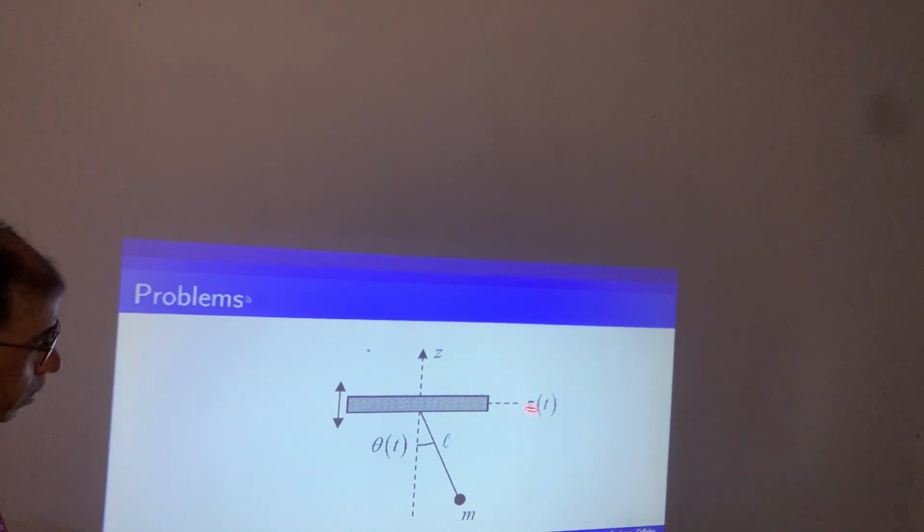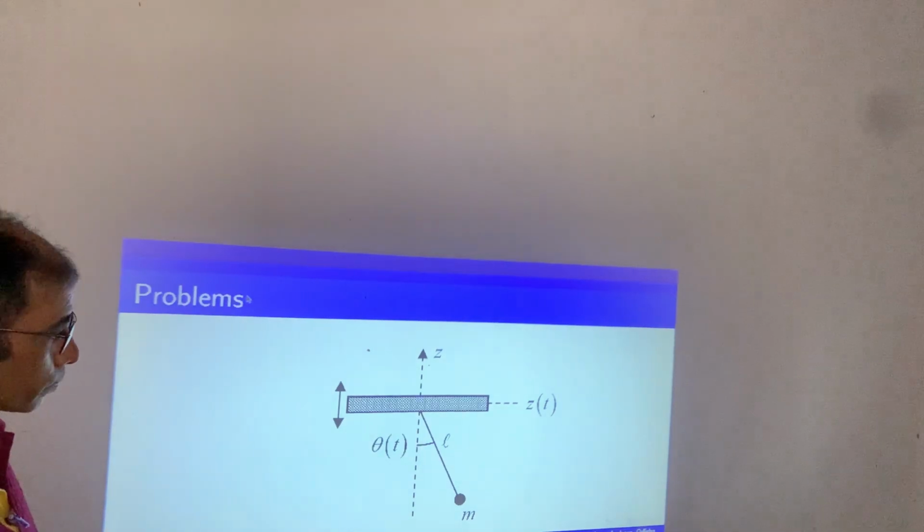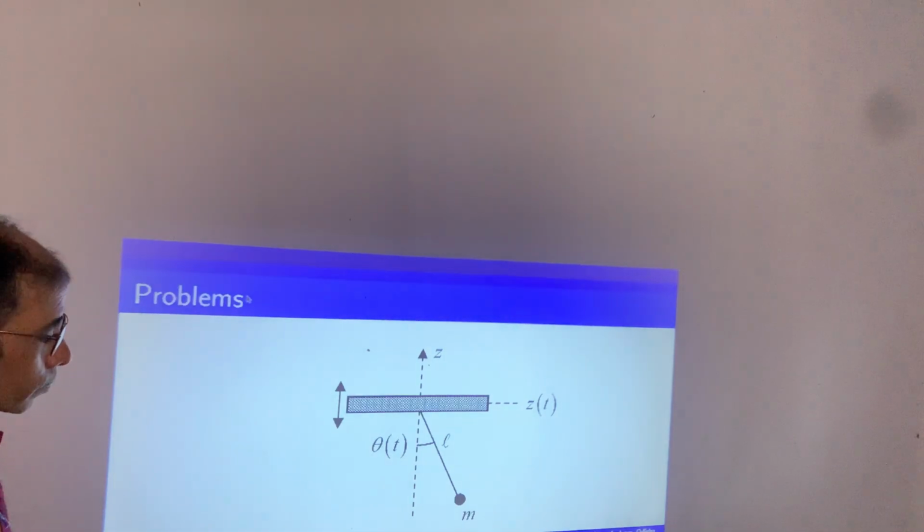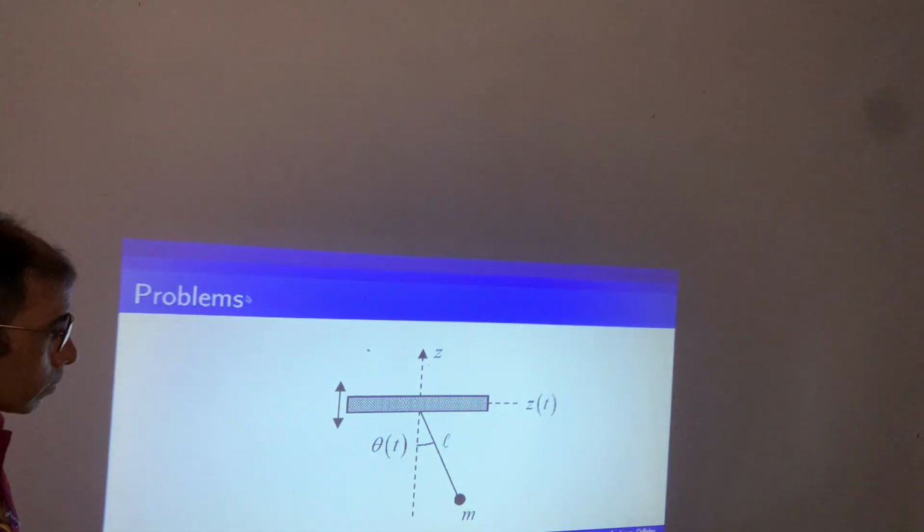So this is attached to this support, a fulcrum, but this support is moving up and down periodically. So we have to find the equation of motion of the pendulum. There is only one degree of freedom here, theta.